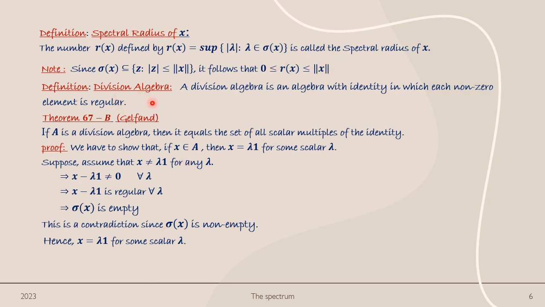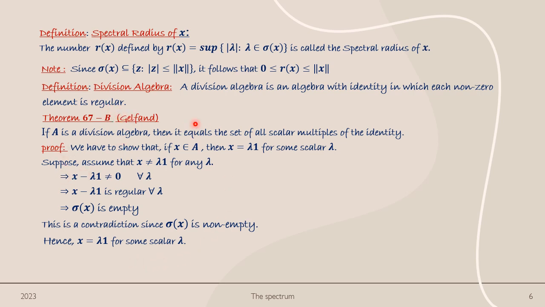Next, division algebra. A division algebra is an algebra with identity in which each non-zero element is regular. So a division algebra is nothing but a Banach algebra with identity, having an identity element 1, in which every non-zero element is invertible, or every non-zero element is regular. Okay, right.